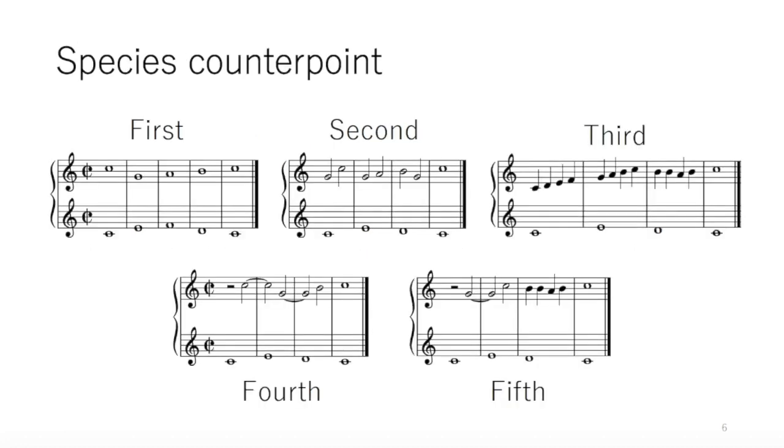Okay, so species counterpoint was developed by Johann Joseph Fux as a method for teaching multi-voiced composition. There are 5 species of counterpoint differing in the complexity of the rhythmic structure. Among them, we are going to focus on the first species, which is the simplest one.